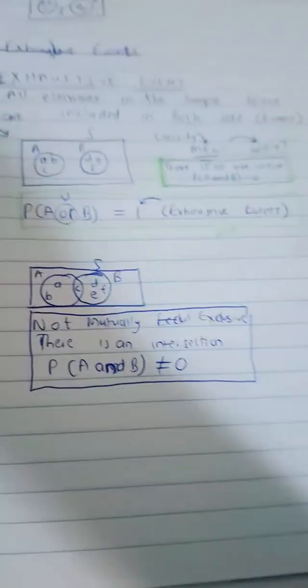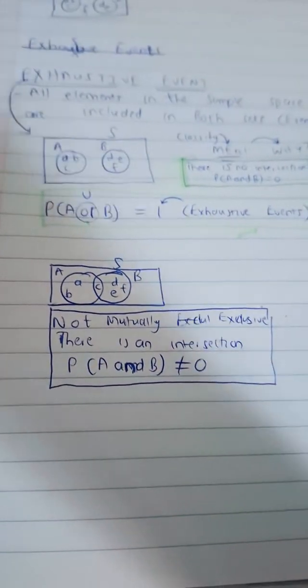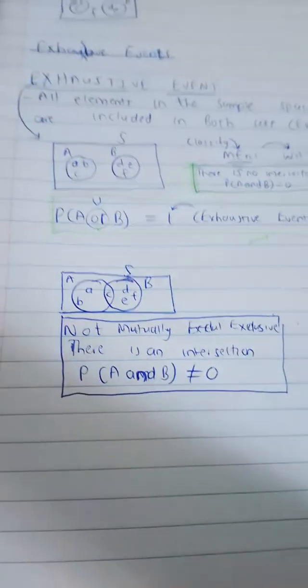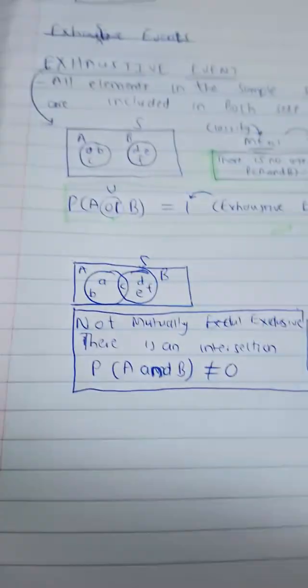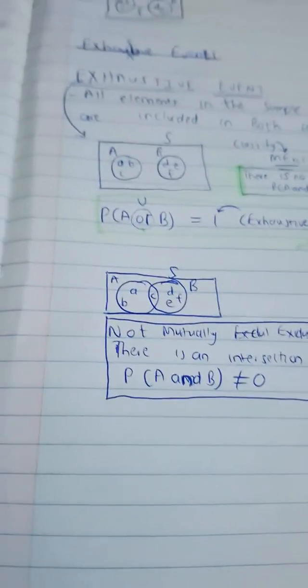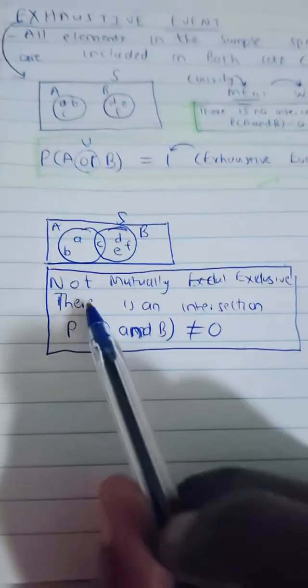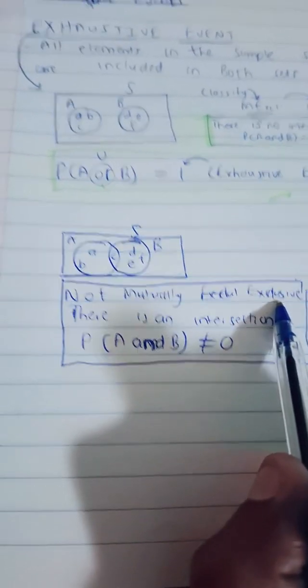Please, guys, the reasoning is so important. If you just say mutually exclusive or not mutually exclusive, but you don't supply the reason and you don't understand why you are saying it, then that's where the downfall will be. So please, guys, take note of the notation. P of A and B cannot be zero. That's why we are saying they are not mutually exclusive.